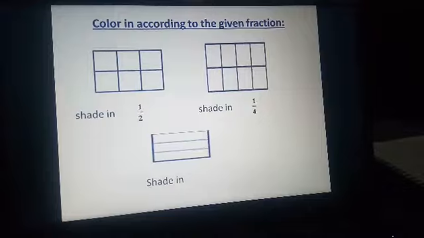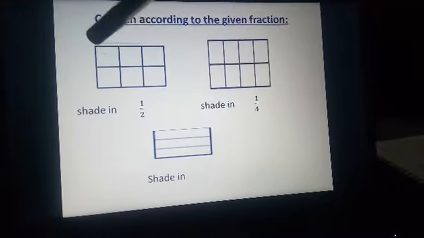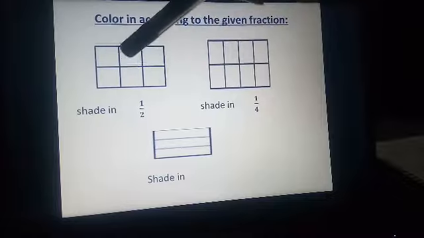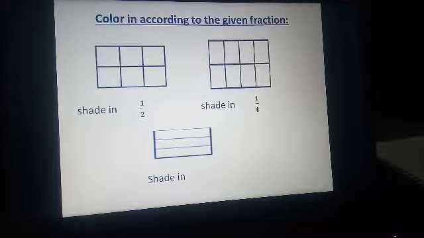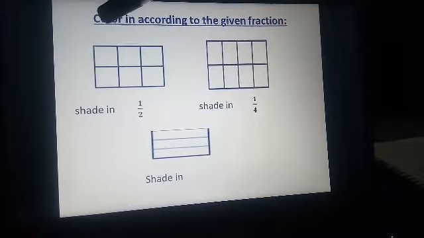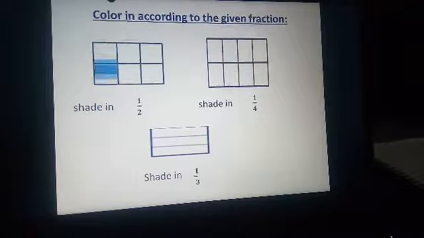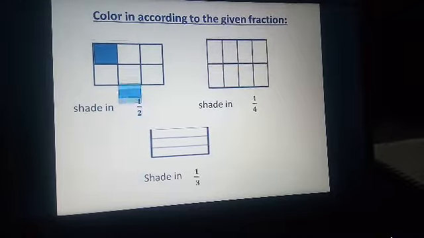What is the meaning of that? I will count two squares, then I will color only one square. 1, 2, color, 1, 2, color. So I will count two squares and then I will color only one square. Let's start. 1, 2, color, 1, 2, color, 1, 2, color.